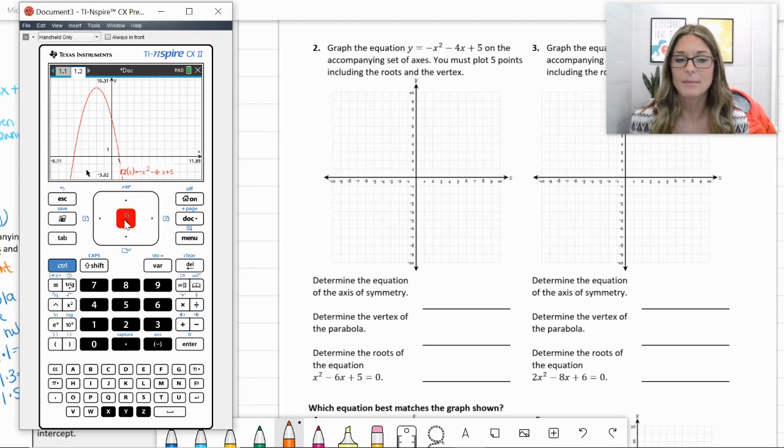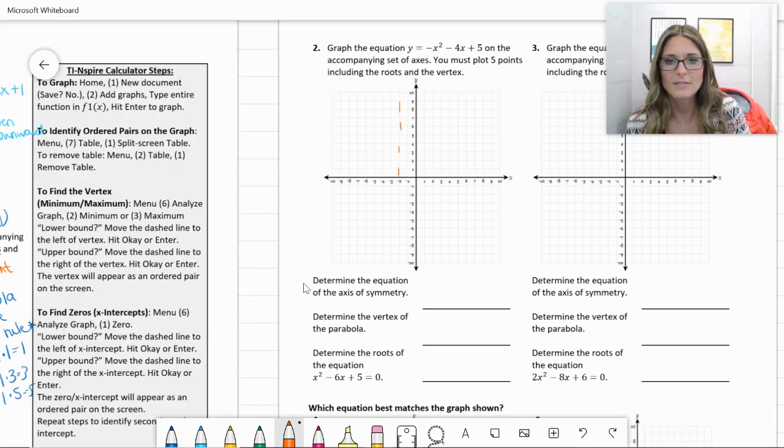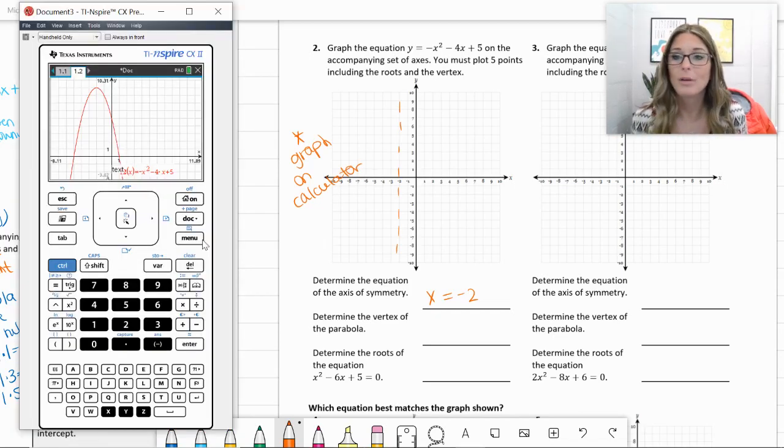Let's find our axis of symmetry. So I can just look at my graph and see that it is crossing at -2, x equals -2. I'm also going to graph it on our notes here. So our axis of symmetry, x equals -2, I could just see that from my graphing on the calculator. Make a note here on our notes that we have graphed it on our calculator in case anyone just looks at the notes.